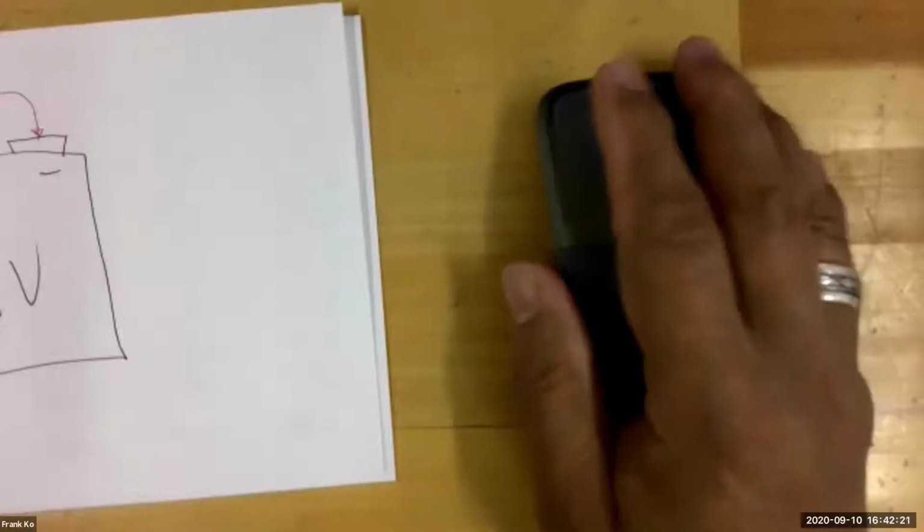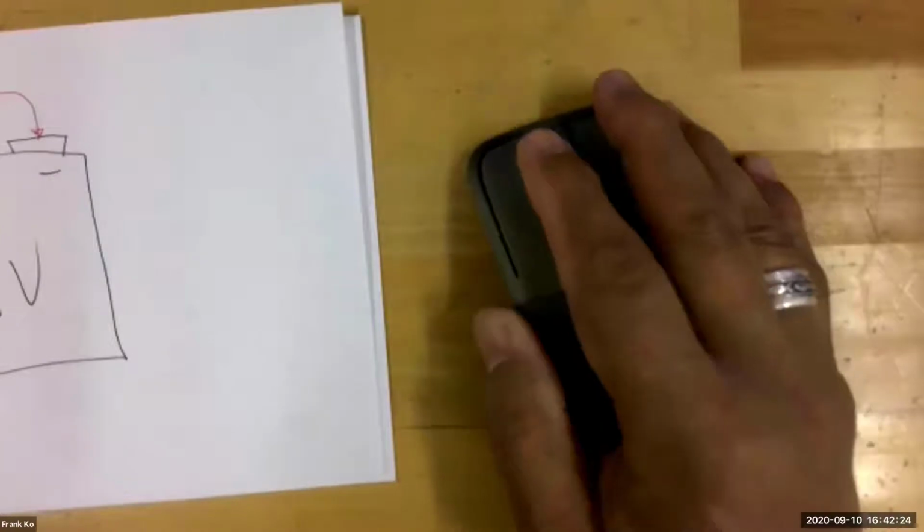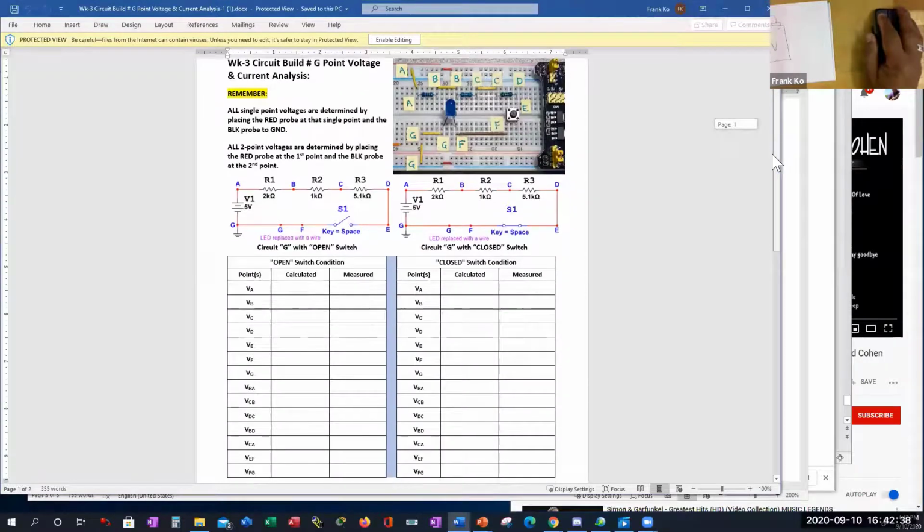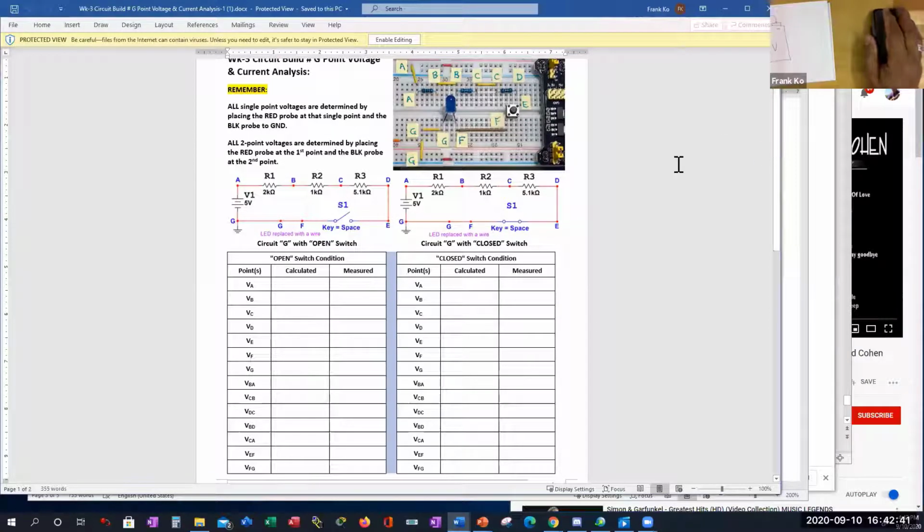So, oops, wrong button. Silly me. Okay, here we go. All right, so circuit G, this is something that you all need to get done. Some of you have done this, but you all need to get this done if you haven't. You have calculations on one side with the switch in the open position. Here's the switch. And you have measurements on the other side. Now, the purpose of the LED is only to allow you to see visually that the circuit's working.